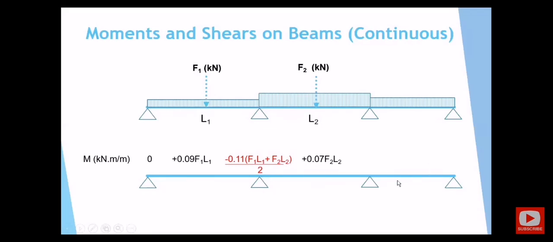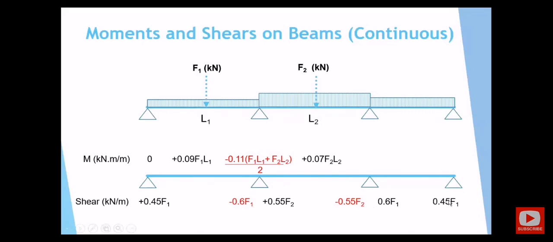And then you continue. If this is continuous, you continue as a second span here. If this is continuous, it will be the interior support and so on. Then for the shear, we also use Table 3.5, the bottom row. It is 0.45 F1, not multiplied by L in this case, then 0.6 F1, then 0.55 F2, and so on.